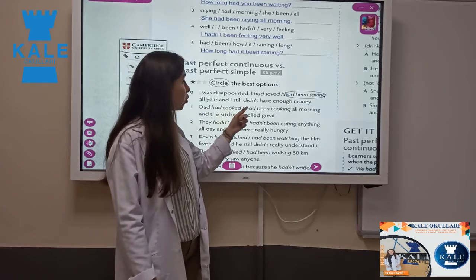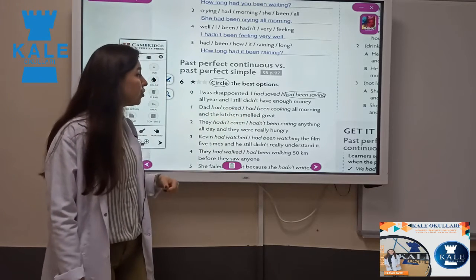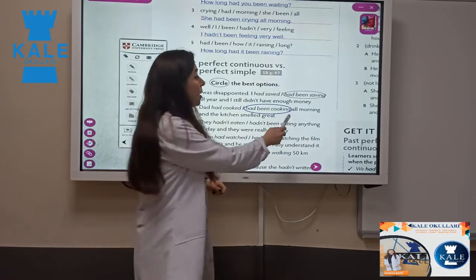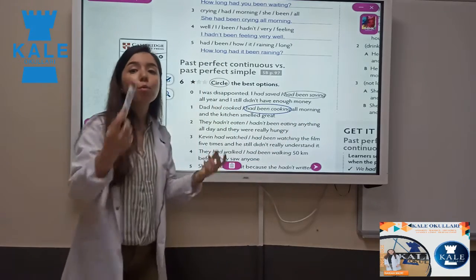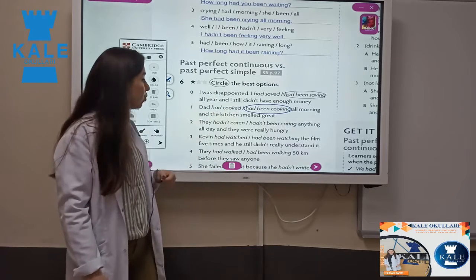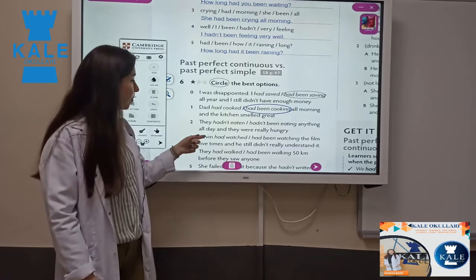Dad had been cooking all morning and the kitchen smelled great. Again, had been cooking. Why? Here again we mention all morning. It means it's a period of time, all morning. Dad had been cooking and the kitchen smelled great.